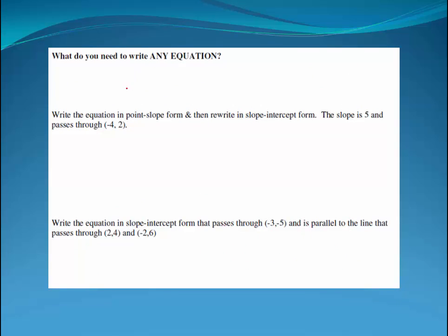So let's back up. What do you need in order to write any kind of equation? Well, again, we're going to need a point and a slope. So let's take a look at the first one. It says write the equation in point slope form and then rewrite it in slope intercept form. The slope is 5 and it passes through the point. So they give us the two things we need. So they said start with point slope.